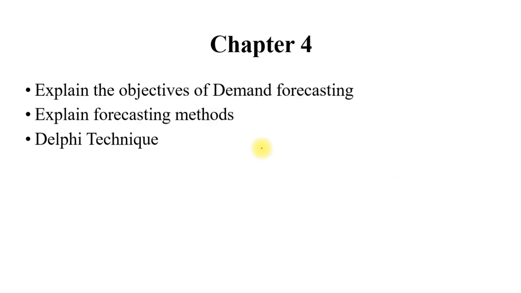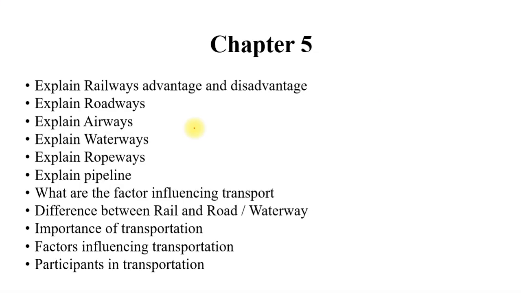Next, chapter number 4 has the following questions. Explain the objectives of demand forecasting. Very important. Explain the forecasting methods and explain the Delphi technique. Very, very, very important. Next, chapter number 5. Explain railways, the advantages and disadvantages. Similarly for all the other ones: roadways, airways, waterways, ropeway, pipeline. Again, the meaning, the advantages and disadvantages, and these are very simple questions.